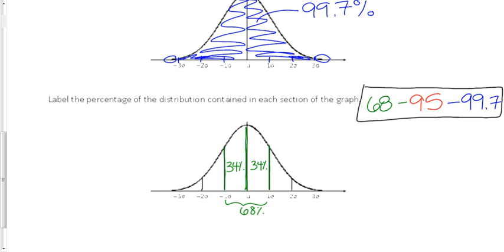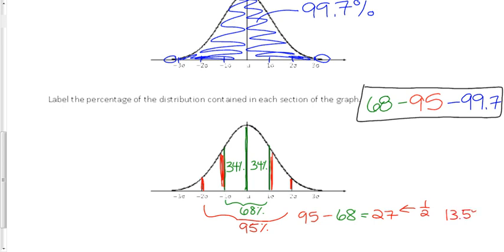The next number was 95. So that means right here, this is 95% of the data. However, if I'm trying to figure out how much is in this strip versus this strip over here, I have to account for the fact that out of that 95%, I've already taken out 68%. So what I have left is 27%, and then I've got to take half of it. So half of 27% is 13.5%, and that's how much is in each of these strips, 13.5% and 13.5%.